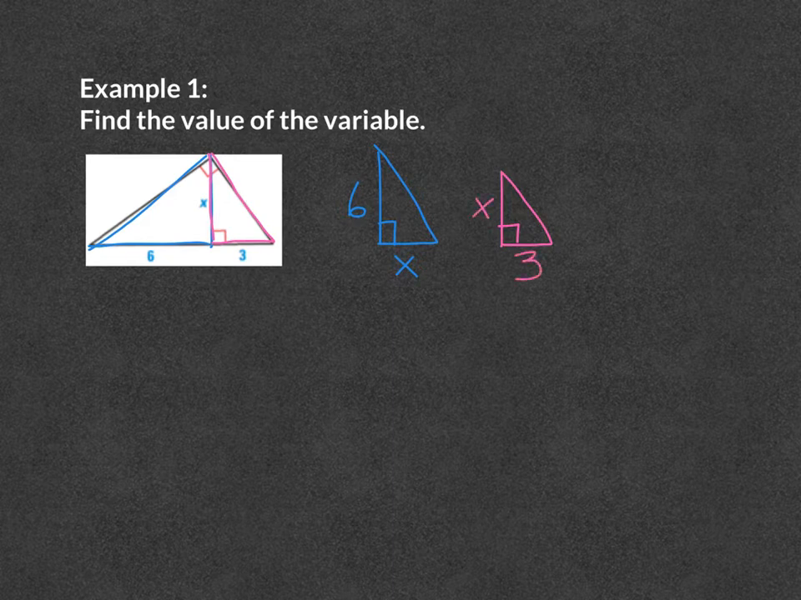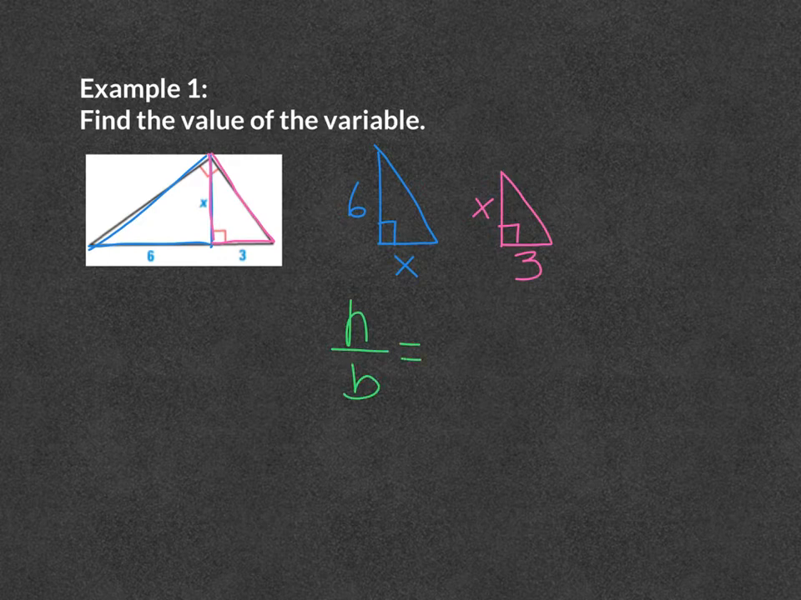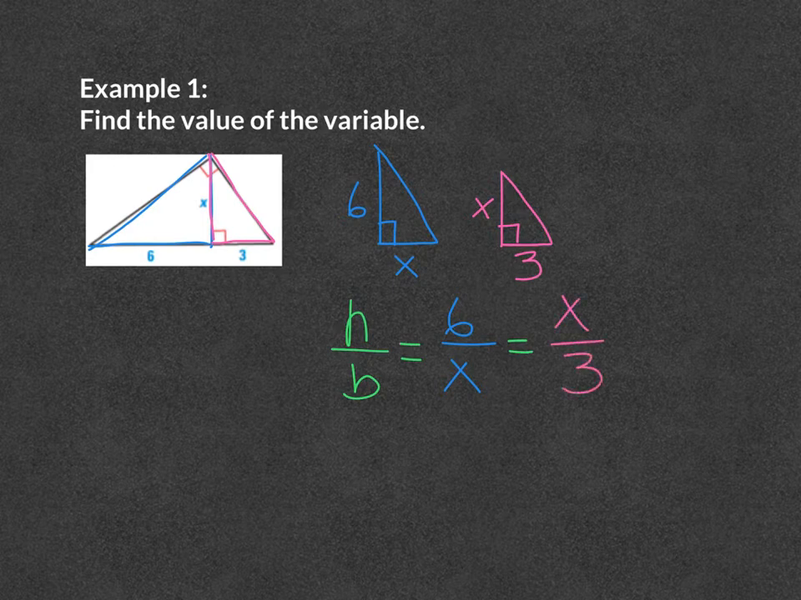So I'm going to set it up as a proportion. First, I'm going to take my height. It's going to be over my base. So the height of the blue triangle is going to be 6. The base is x. The height of the small triangle is x, and the base is 3. Now I'm going to cross multiply. X times x gives me x squared. 6 times 3 gives me 18.